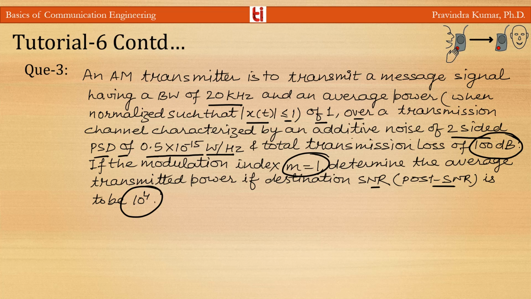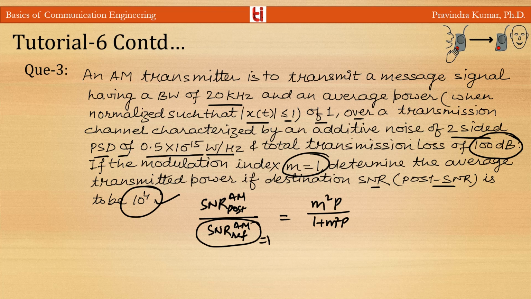So post SNR is given as 10 to the power 4. We know the figure of merit is the ratio of post SNR and reference SNR, and the figure of merit is given as m square p by 1 plus m square p in case of AM. Here, if I consider the reference SNR equal to gamma, then the post SNR for AM system will be equal to m square p by 1 plus m square p into gamma. Here we have normalized the power equal to 1.